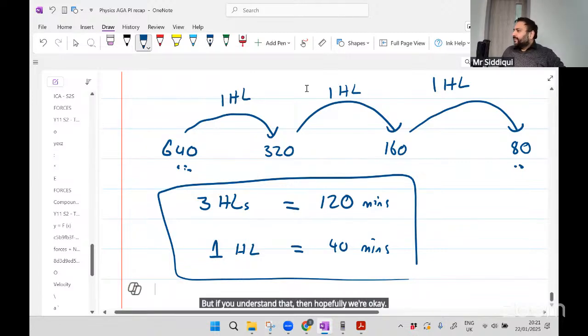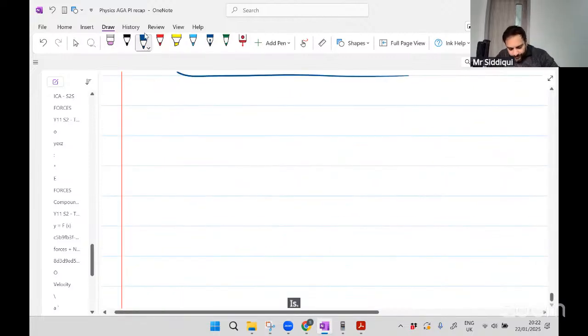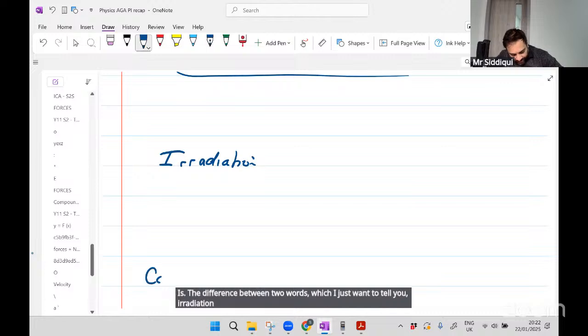Last bit of this, I'm losing my voice a little bit, is the difference between 2 words, which I just want to tell you: irradiation and contamination.